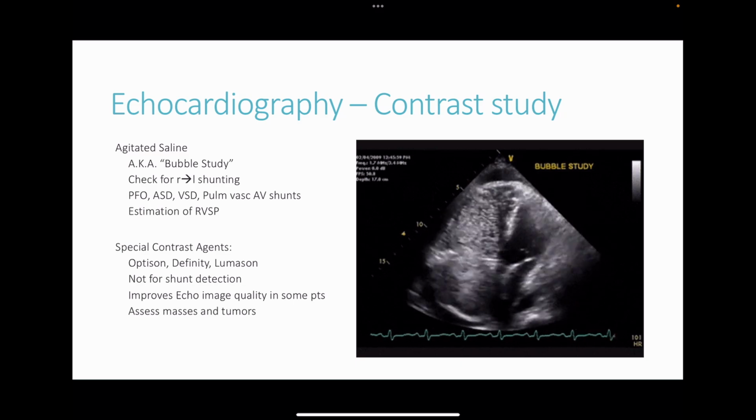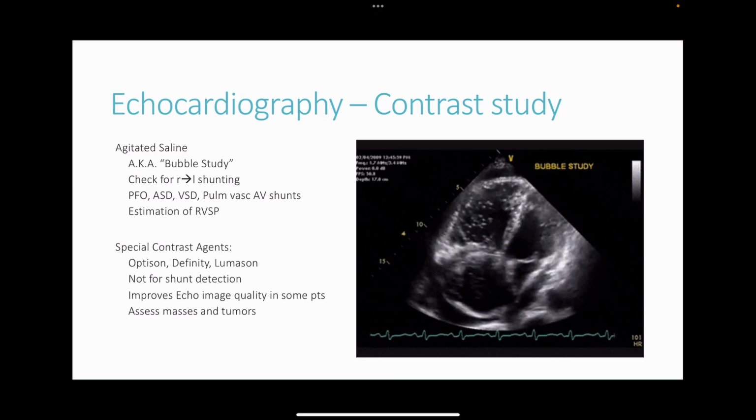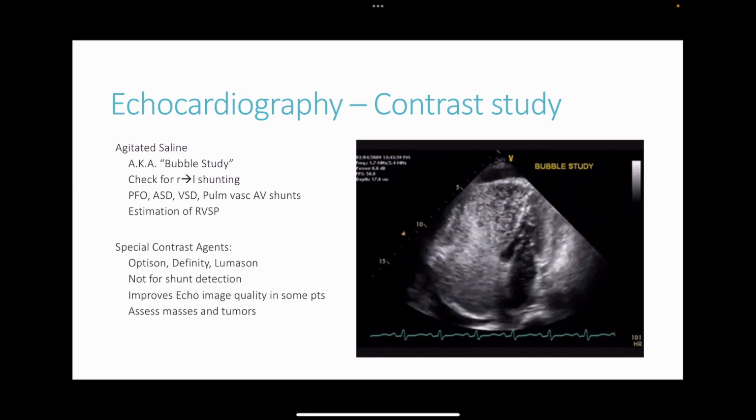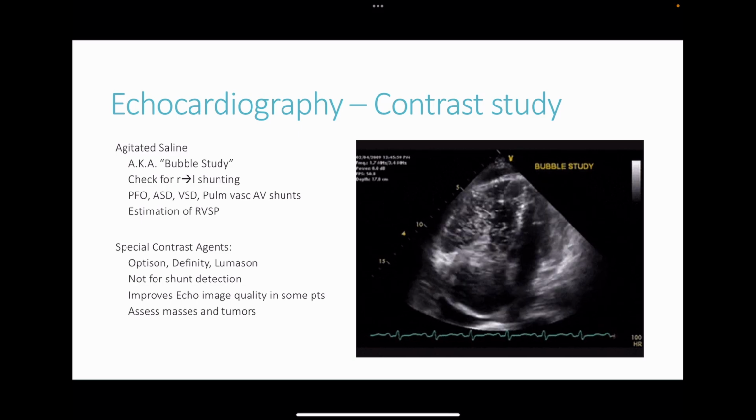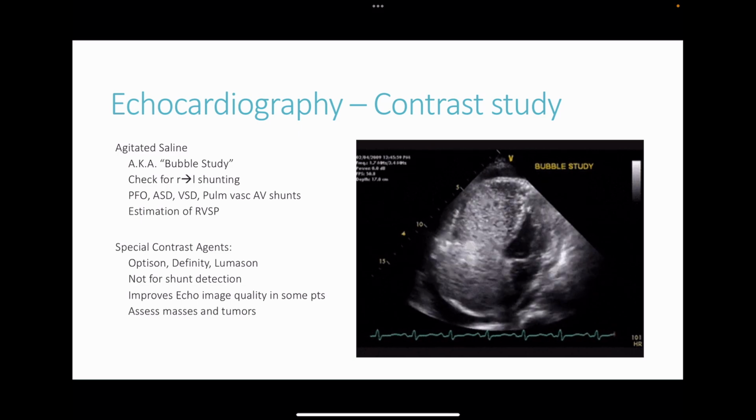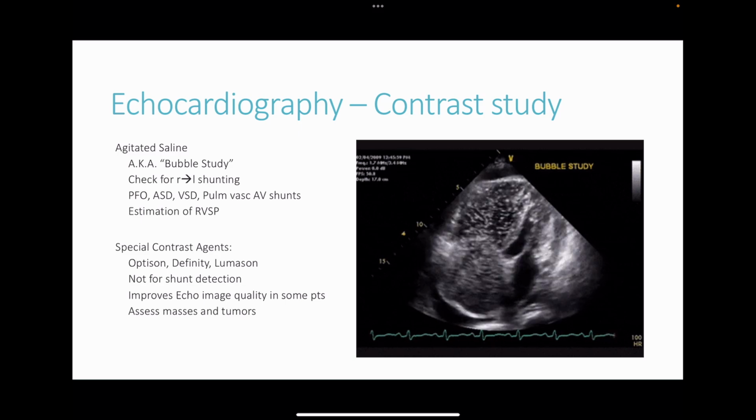Now, the next thing you do with an echocardiography is a bubble study or a contrast study. This bubble is really just agitated saline. You mix it up and you get a lot of bubbles in it, and then you inject that into the person.